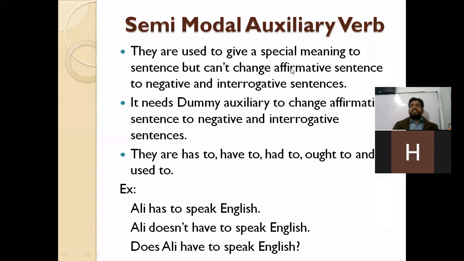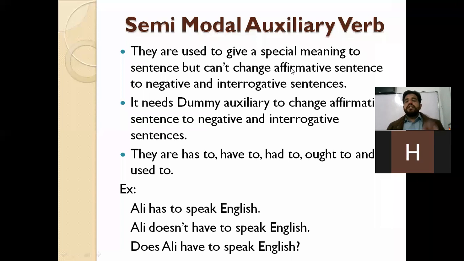We discussed this point in the last class: the quality of a modal auxiliary is that it creates its own special meaning in a sentence, and it also changes an affirmative sentence to negative and interrogative. It does not need any other helping verb. As far as semi-modal auxiliaries are concerned, semi means half. So it performs some of the functions of a modal auxiliary and cannot perform others. A modal auxiliary has two functions, so it has one function and one function is missing. Which function does it have?